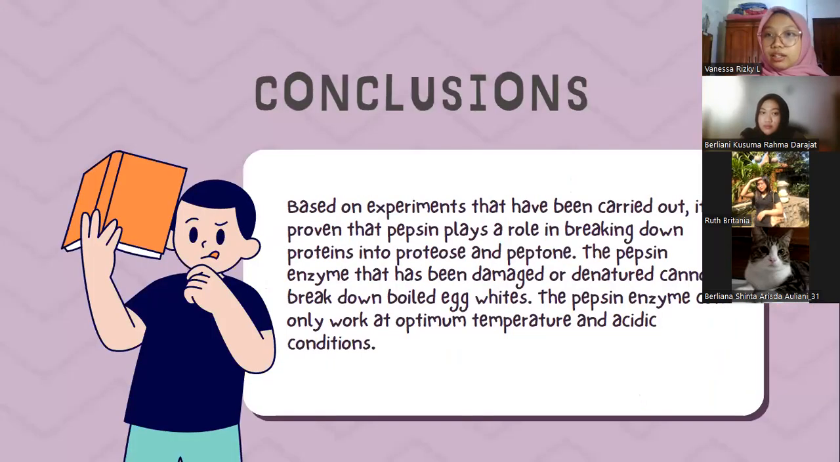And last, any conclusion? Based on the experiments that have been carried out, it is proven that pepsin plays a role in breaking down proteins into protease and peptone. The pepsin enzyme that has been damaged or denatured cannot break down boiled egg whites. The pepsin enzyme can only work at optimum temperature and acidic condition.